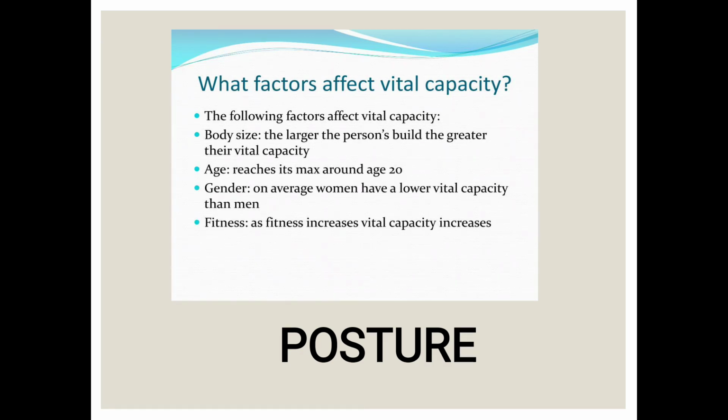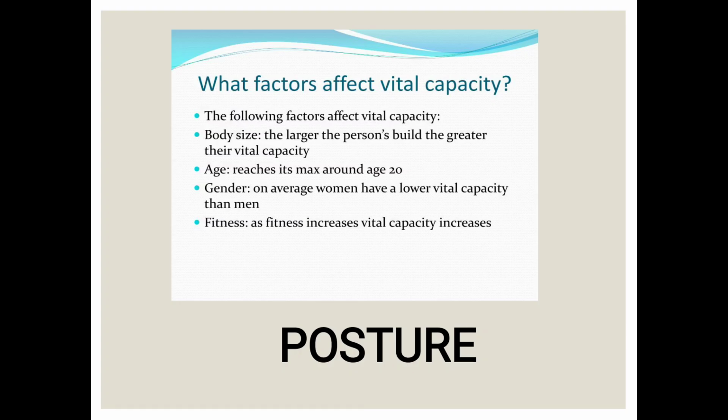Obviously, it is the body size. The larger the person's build, the greater will be the vital capacity. It reaches its maximum around age 20. The more the age, the vital capacity will be less. And gender: on an average, women have lower vital capacity than men. Another point is fitness. As fitness increases, vital capacity increases. Other than all these factors, one important factor, often asked in exams, is the posture.